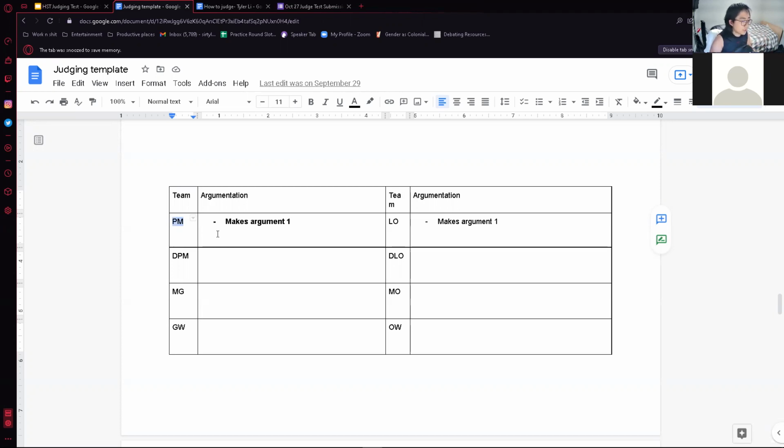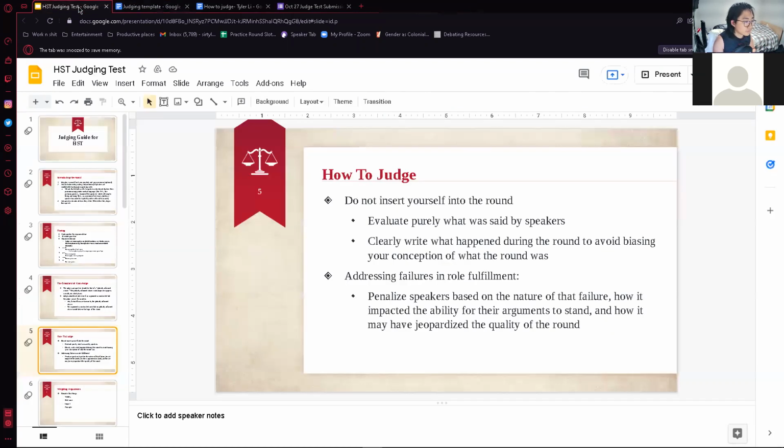So for example, if you're valuing the back half team and you notice that a lot of their arguments came out of the whip speaker rather than the member of government speaker or the member of opposition speaker, you can penalize them on those grounds, saying a lot of this material didn't really come out soon enough. So that would be an example of role fulfillment issues that we just talked about. That comes into consideration in conjunction with the arguments that people make. So this is how I take notes.